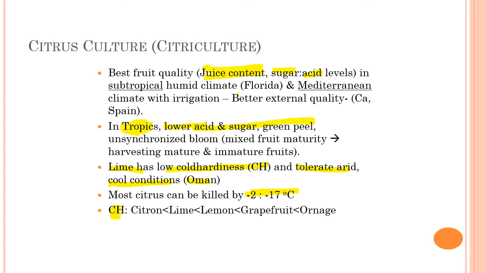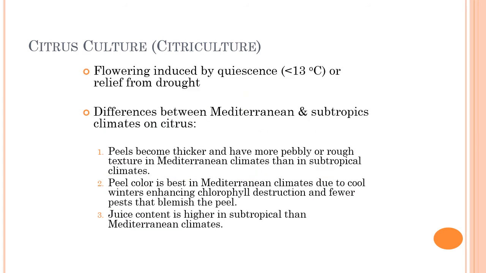The cold hardness, how much cold they tolerate, is like this. Citron tolerates less than lime, less than lemon, less than grapefruit, less than orange. That's how their cold hardness is. So certain kinds of plants tolerate cold more than others.